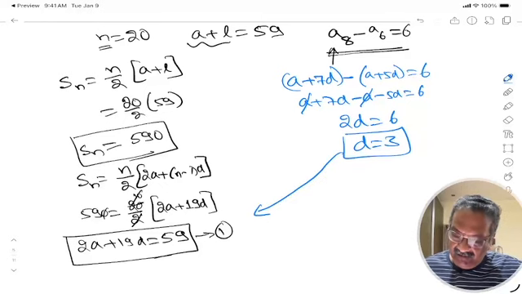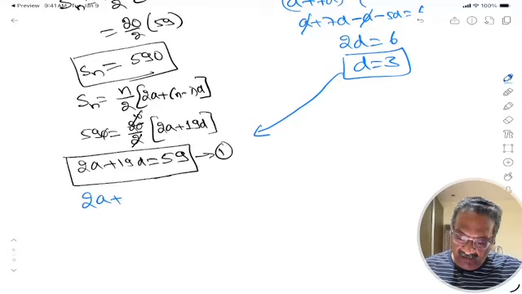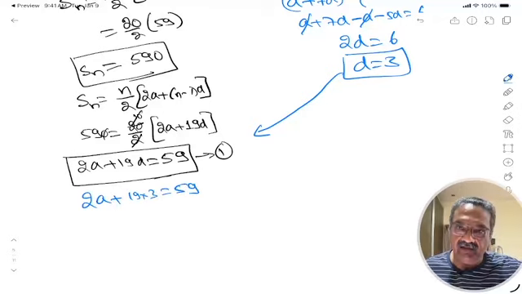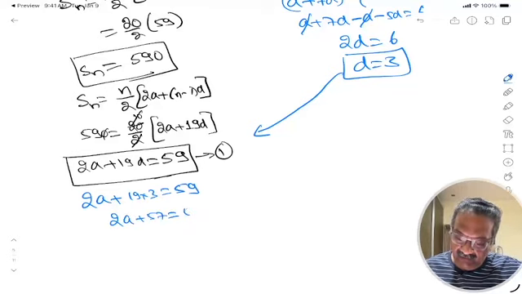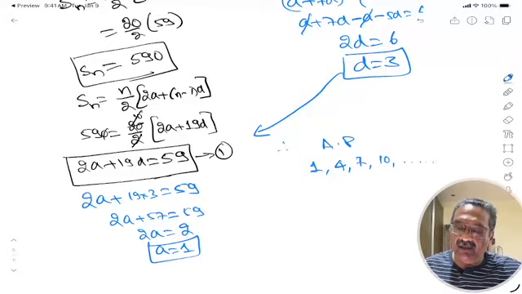We use this here. We get, if we use D as 3 here, we get 2A plus 19 into 3 is equal to 59. 19 3s is 57. 2A plus 57 is equal to 59. 2A is equal to 2. A is equal to 1. Therefore, the AP will be 1, 4, 7, 10, and so on.